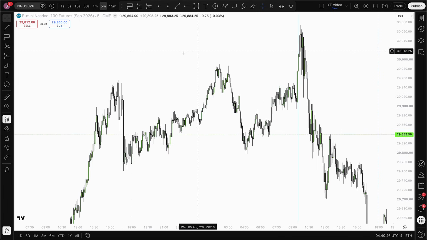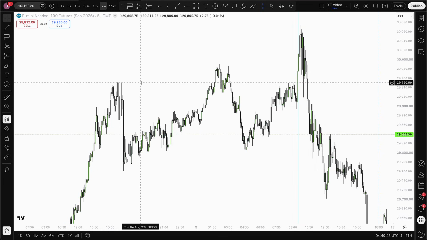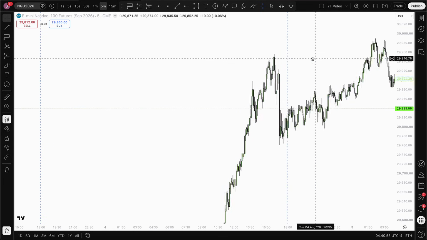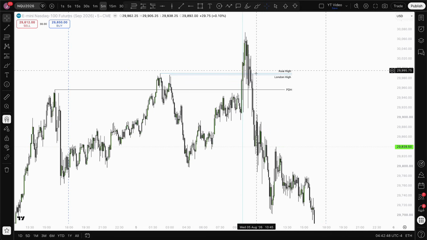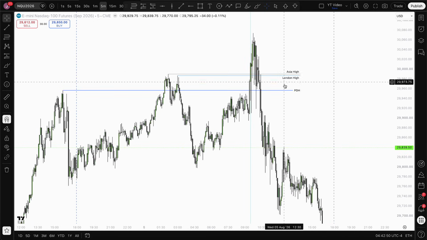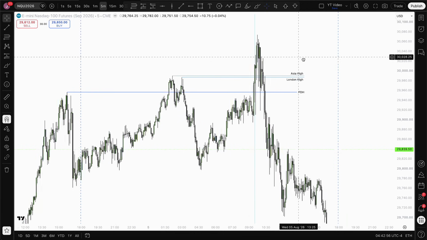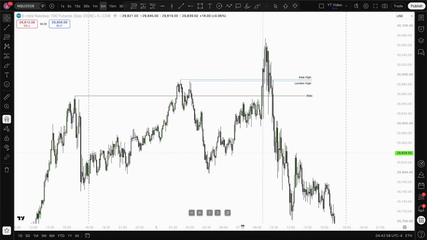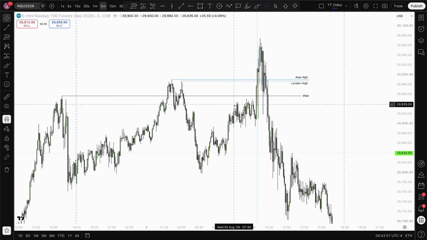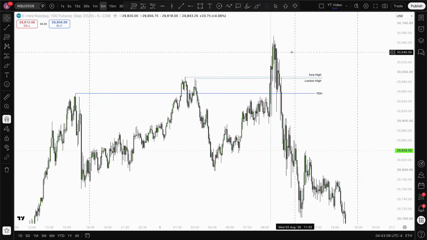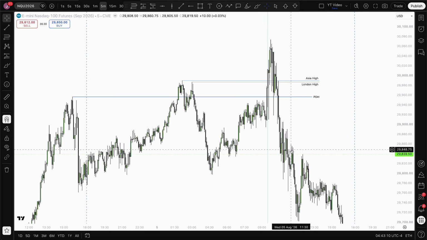As we can see right here, this was the previous day's high, because this is the highest high of the previous day. Whenever you see that we trade above the previous day's high, above the London high and above the Asia session high, that means this is a very, very high probability point of interest for us to look for shorts and for a market structure shift to the downside.